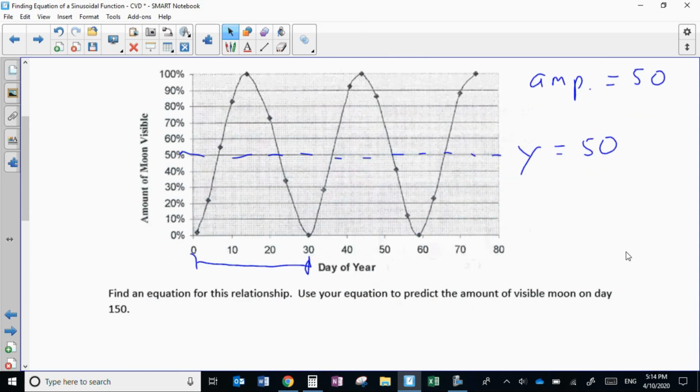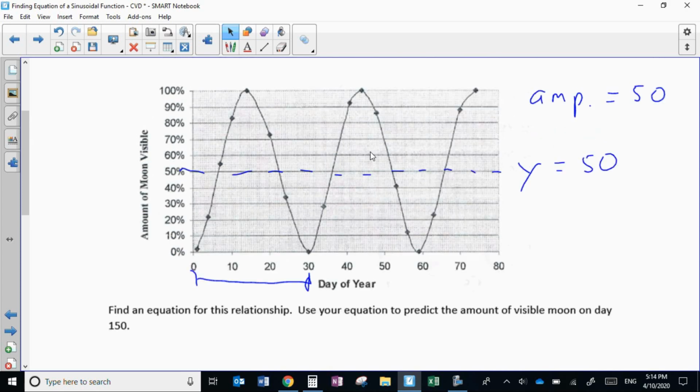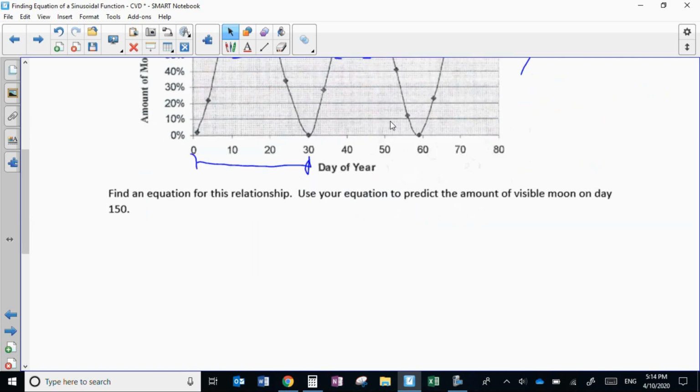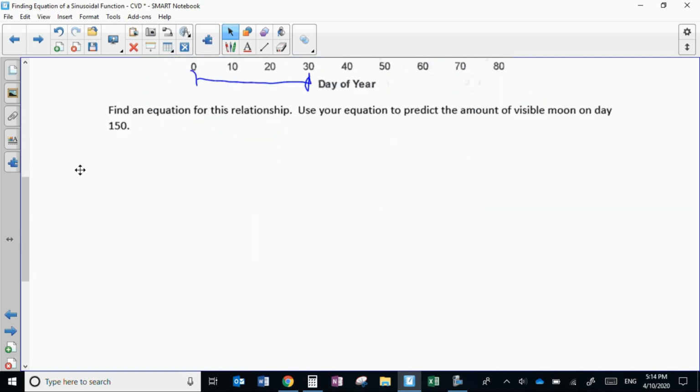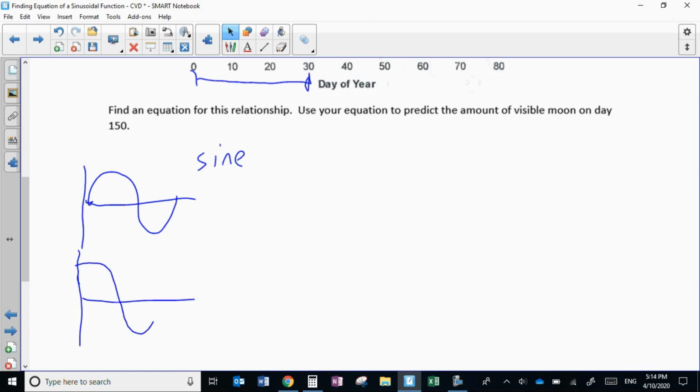Okay. Notice again, just like the previous example, this graph starts at its minimum and goes up, which is exactly the opposite of cosine. So I'm going to use the cosine function reflected again. If you're having trouble deciding between sine and cosine, just keep in mind that in my head I know that sine looks like this. It starts at its axis and it goes up. And I know that cosine looks like this. It starts at its maximum and it goes down.